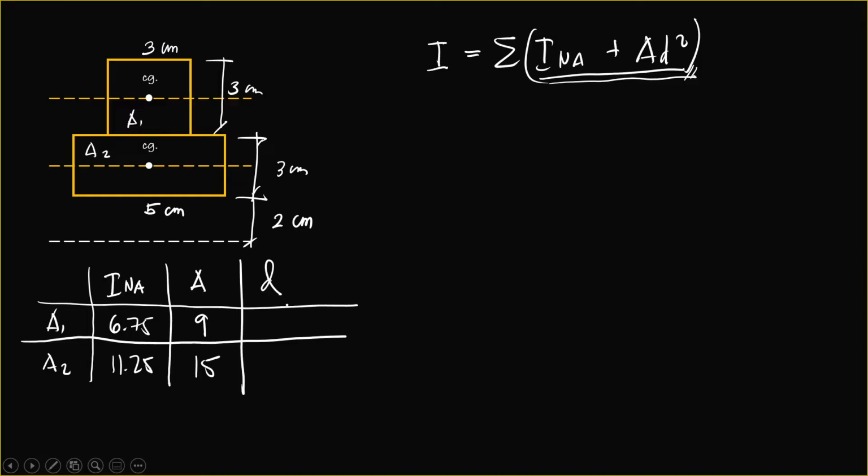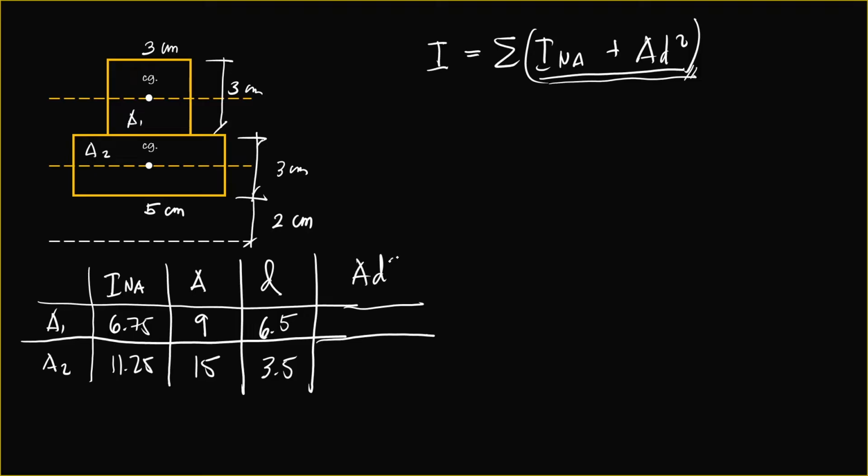The next column is D. D is the distance from the centroid of each shape to the axis where you are getting the moment of inertia. This is the axis, take note. For A1, here is its centroid. What's the distance from this point to the axis? That would be 2 plus 3, so 5 plus 1.5, 6.5. This is 6.5. How about A2? 2 plus 1.5, this is 3.5. That's your D.